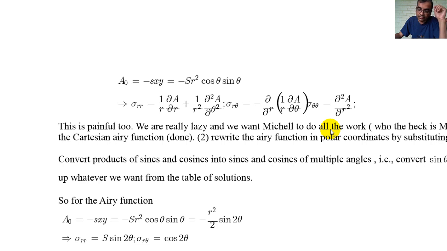So the idea is, this is painful also. We want to be really lazy and let Mitchell do all the work. If somebody else has done the work, why should we repeat it? So our trick is, I want to get an Airy stress function which I can add to the Mitchell stress functions that I have. The problem is, I have got r squared and I have got cos theta sin theta.